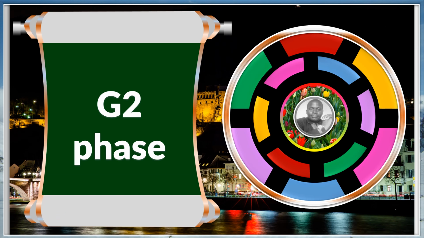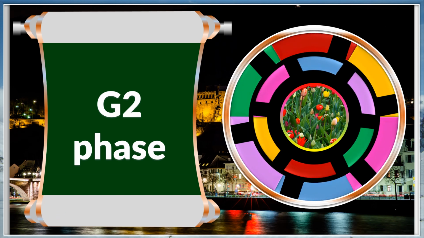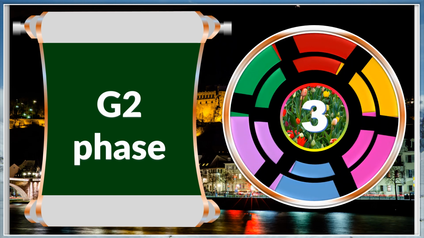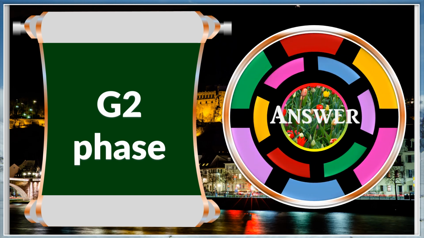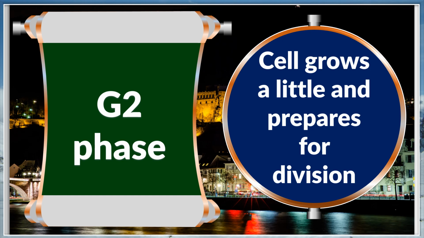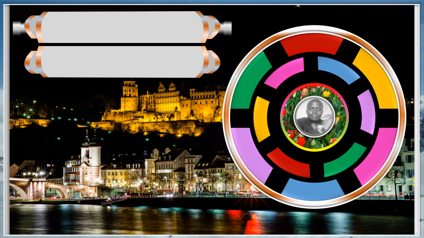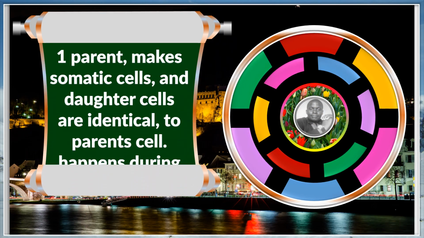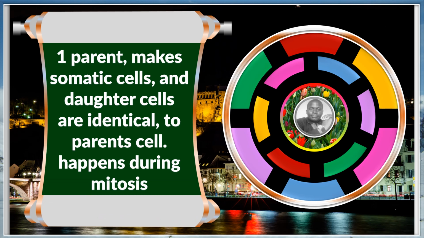G2 phase: cells grow a little and prepare for division. One parent makes somatic cells, and daughter cells are identical. Two parent cells. Happens during mitosis.